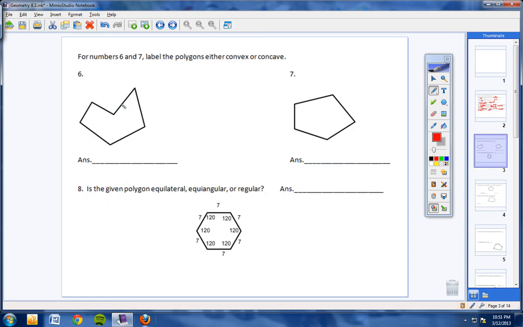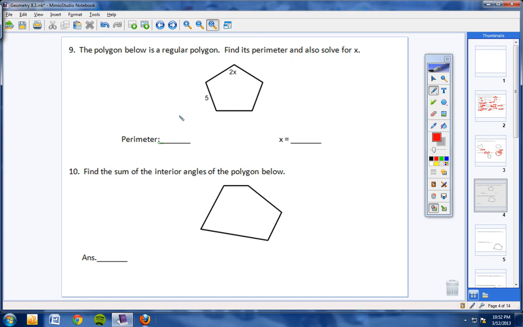Okay, this would be concave because you could extend this side here and it goes on the inside, or you could extend this side here and it goes on the inside. This over here, number 7, would be convex. This is a regular polygon because it is both equilateral and equiangular. Well, Mr. Gerard, if it's equilateral, I put that, but I told you when I went over the quiz before you start, I wanted one of these, okay? One, and it's a regular polygon.